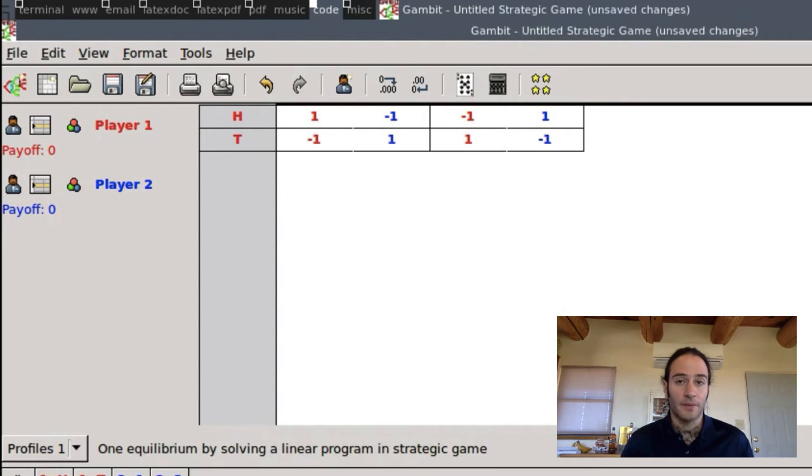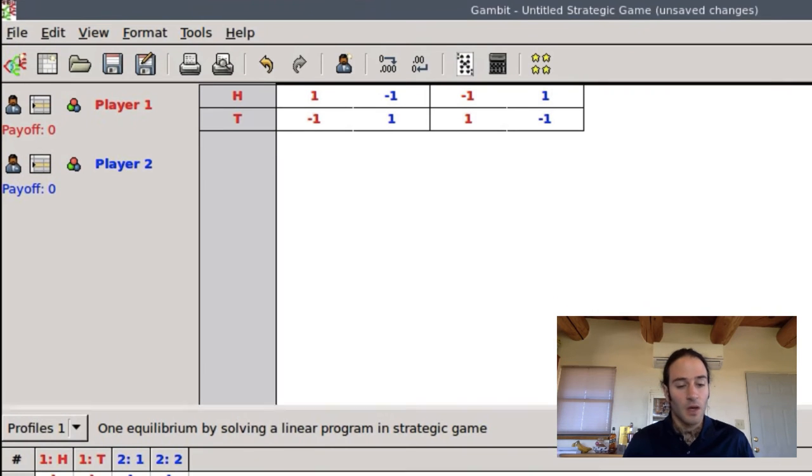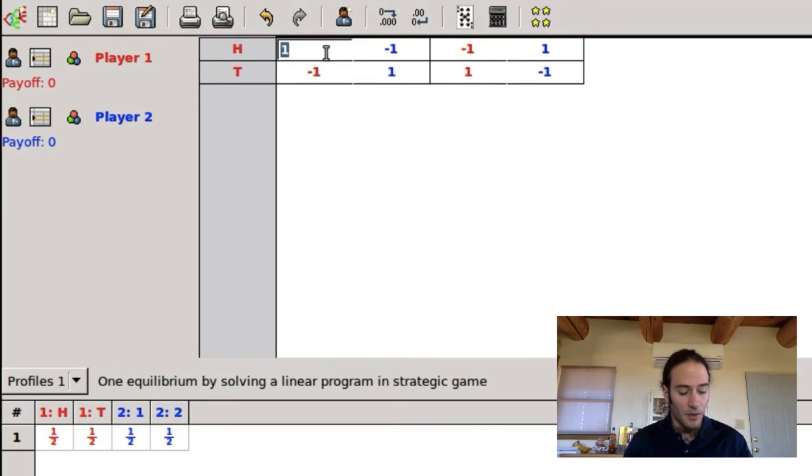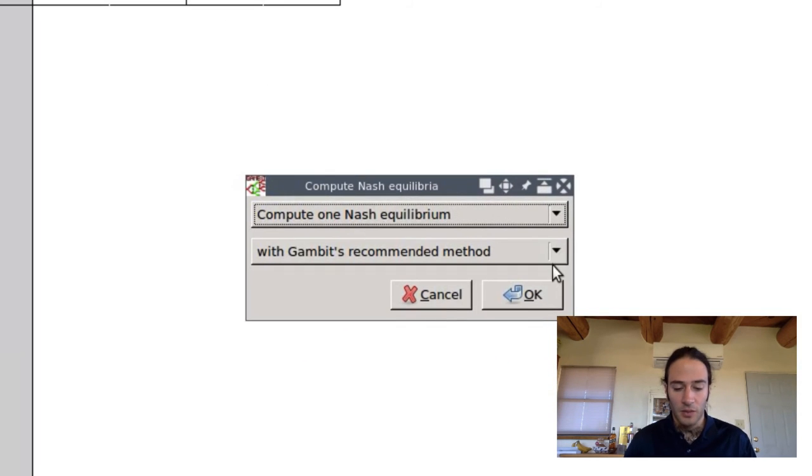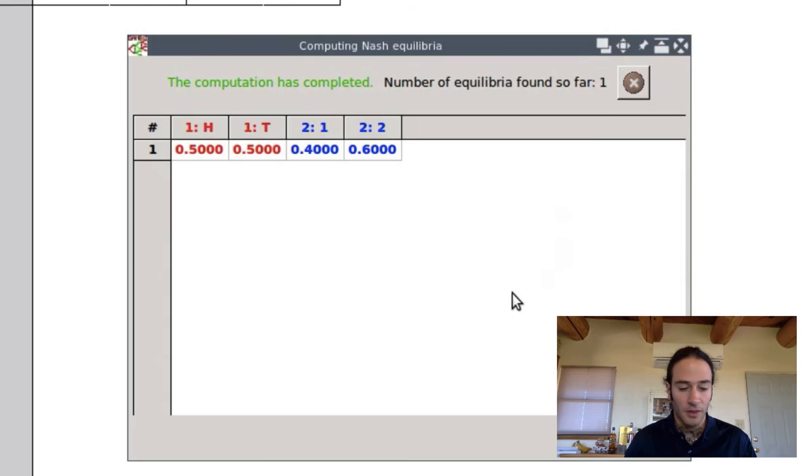So what's nice about Gambit is that you can easily change some of the parameters and get different results. So let's just, for example, say that player 1 got 2 for matching heads, and 1 for matching tails. So this kind of shifts player 1's desire to match heads versus matching tails, but it still wants to match. So we just do the same thing again. Tools, equilibrium, compute one equilibrium.